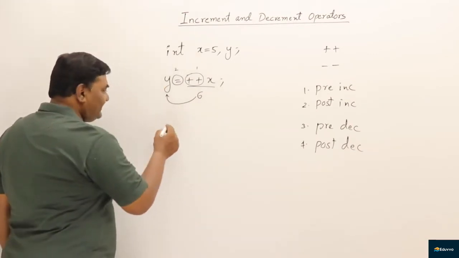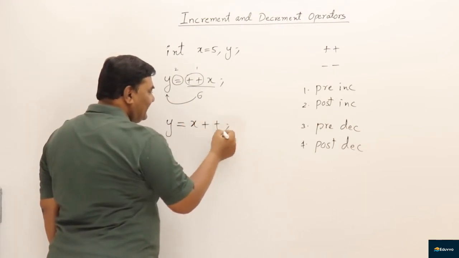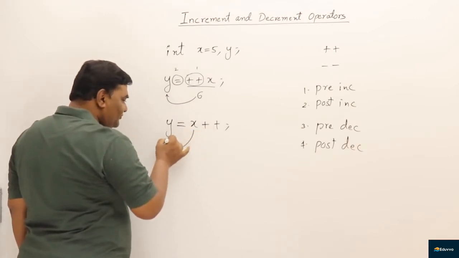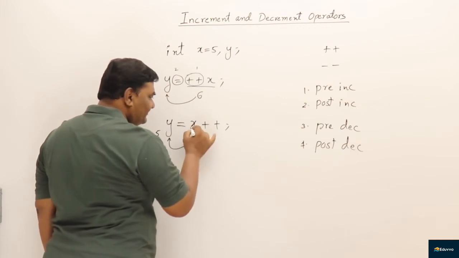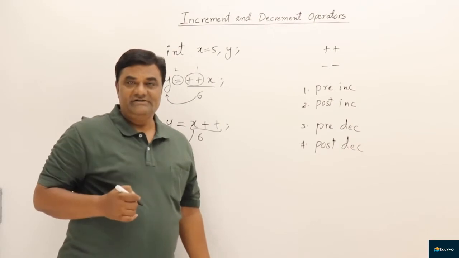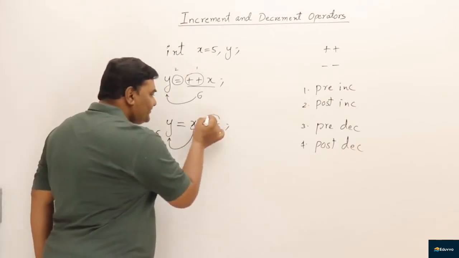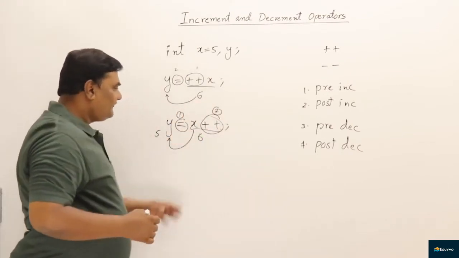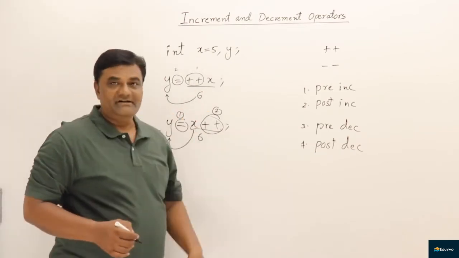Then instead of this statement, if I write y = x++, then this is post-increment. So first the value of x is stored in y, that is 5 is stored, then x becomes 6. So the ++ will be done afterwards. So it's post-increment. What is done first? Out of these two operators, the assignment is done first, then the increment is done. So the value of x is used first, then it is incremented.